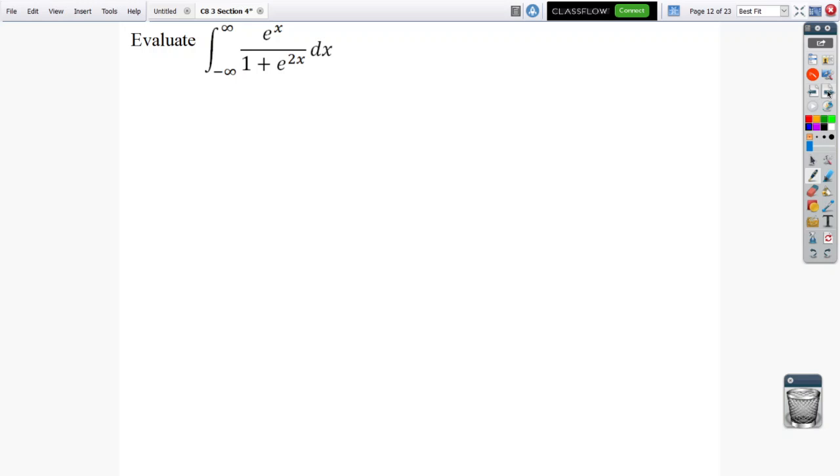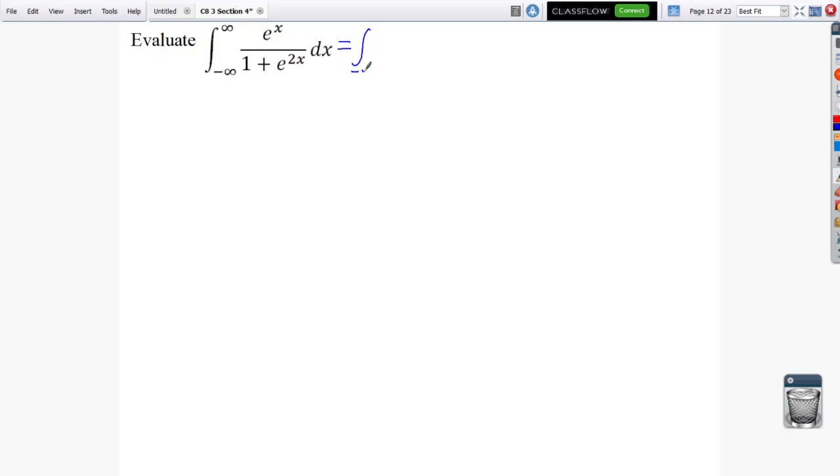This one sucks. Look at this. We've got lower limit is negative infinity, upper limit is positive infinity. So looking at this, in order to tackle a double infinite limit kind of problem, what we need to do is split this up into two different integrals.